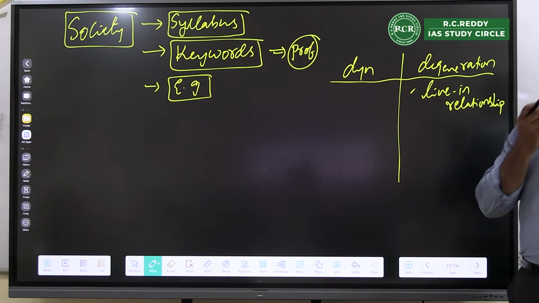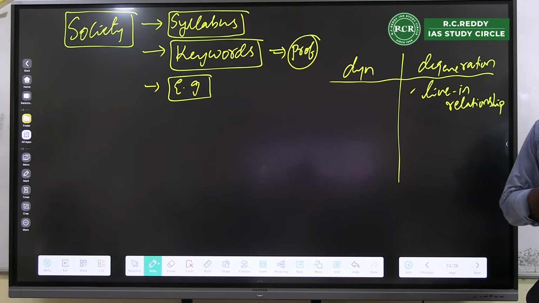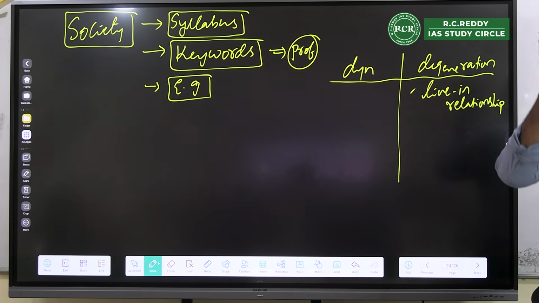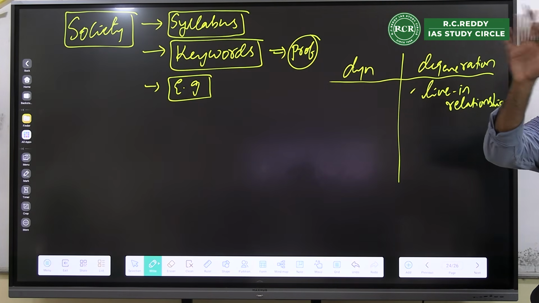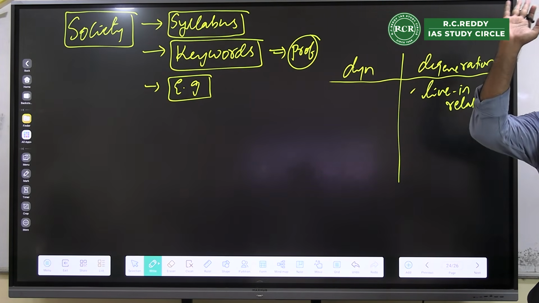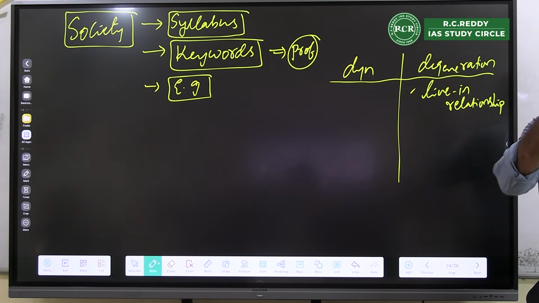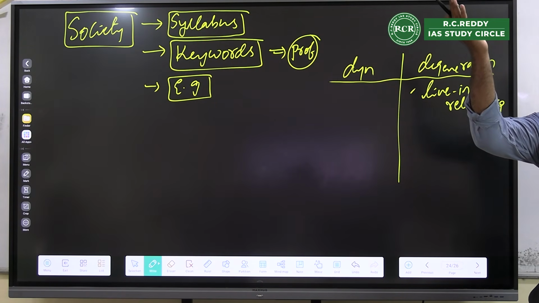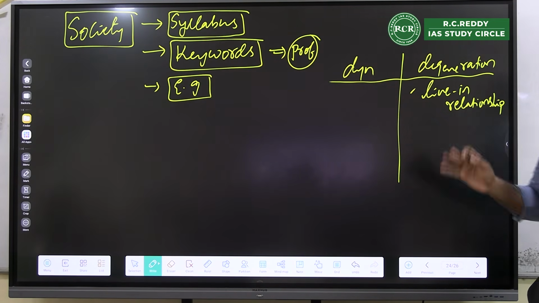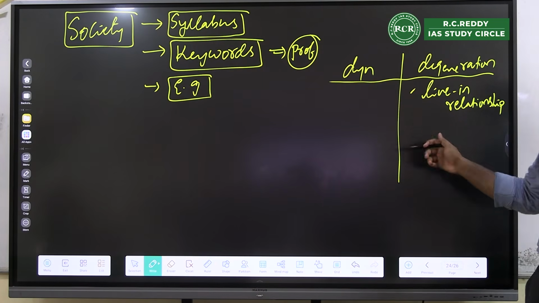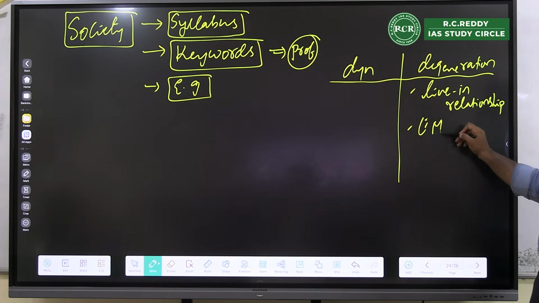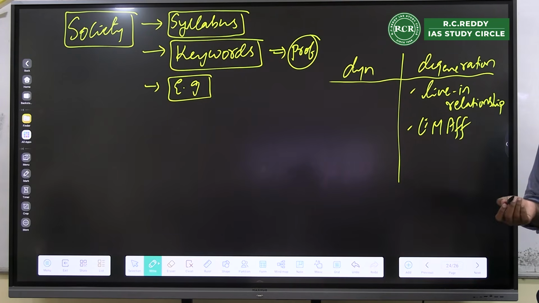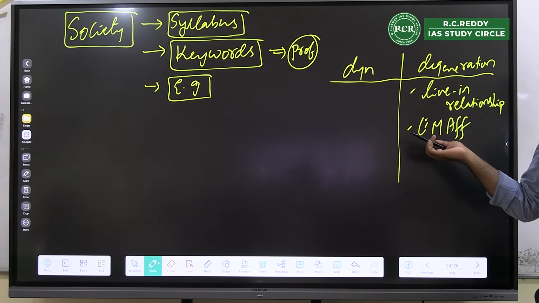Sir, isn't it a sin to use this word? We are all going to be administrators, my dear. No bias. We have to have an objective understanding when we are writing, and when the Supreme Court itself could use it, you and me are subjected to the rules of the highest court of the land, right? So live-in relationship or extramarital affairs, that is what is degenerating marriage as an institution.